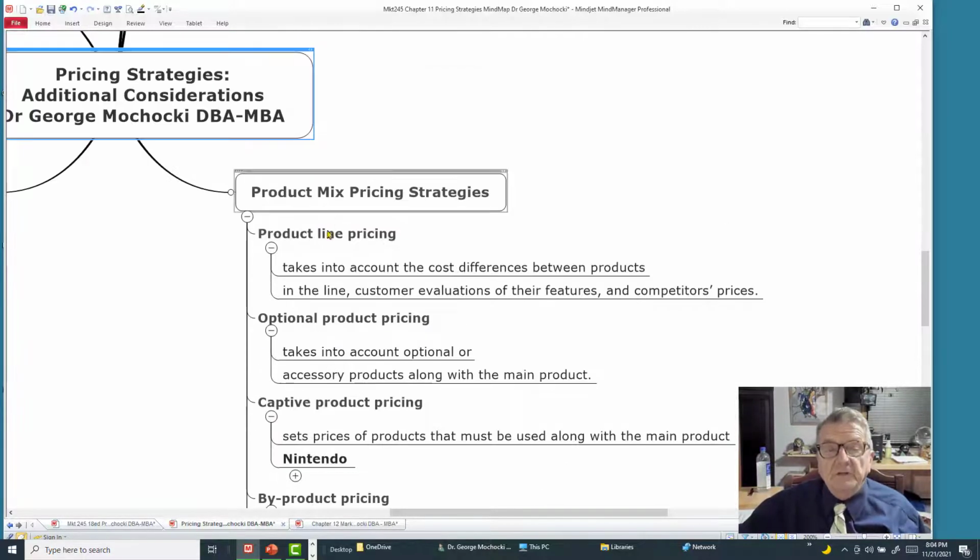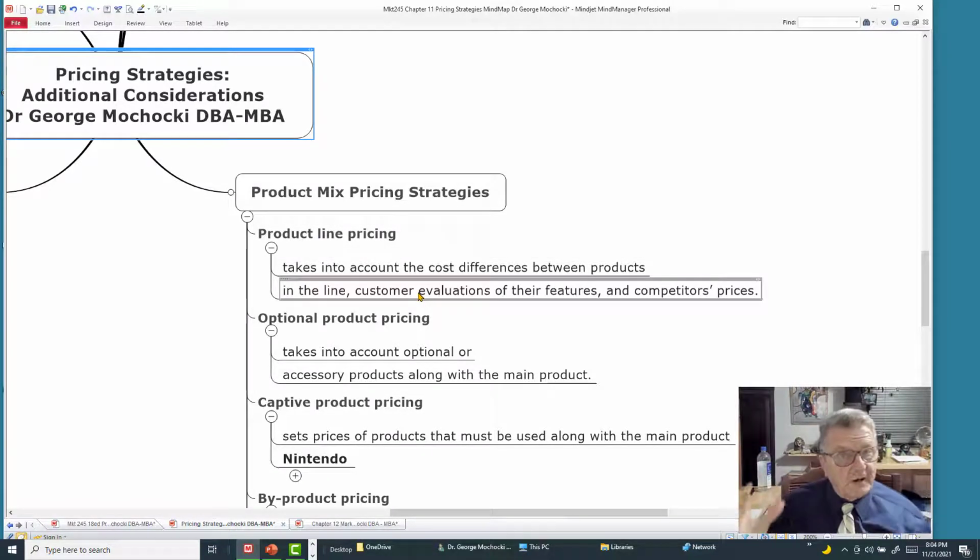Okay, so I'm looking at this. Product price takes into account the cost of different products in the line. Remember, we talked about product mix and product line. So a product mix is a variety of different product lines, different vendors, different makes, different colors, but still falls in the same product line. So we look at the pricing mix in there, and then we're looking at how customers evaluate their features, and you look at the competitors' pricing. Very easy to look at one product line over another product line and to see if we are getting the right margin, or if we are priced properly.